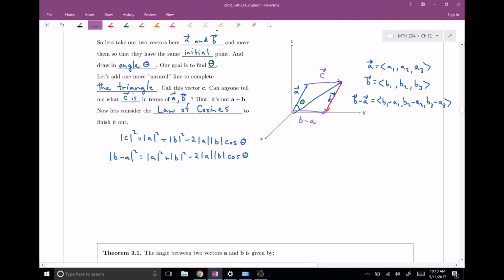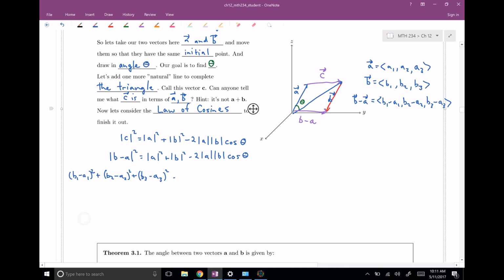Okay, so now let's bring up the components. We know how to do the lengths. These are the magnitudes squared, which just basically means there's not going to be any square roots. Very nice. So let's go ahead and write these down. The magnitude of B minus A squared is B1 minus A1 squared plus B2 minus A2 squared plus B3 minus A3 squared. Remember, the magnitudes would technically all be under a square root, but because it's squared, that gets rid of the square root.